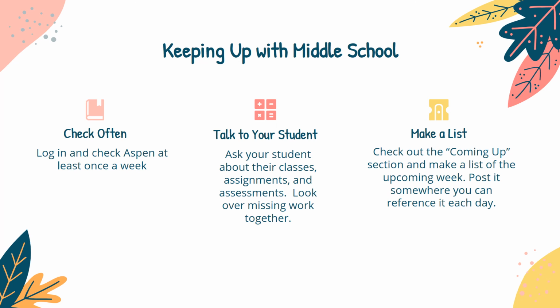And probably the biggest proactive way is to make a list. So when you log into Canvas and you look at that coming up section, use that to make a list of the things coming up for that week, and then post that list somewhere that you and your child would check it daily. For our family, that would be the refrigerator, right in the center of the kitchen, so that we would all see it regularly. And then you can check in each day and say, here's what you had coming up, did you finish it? And you can check that list off together.